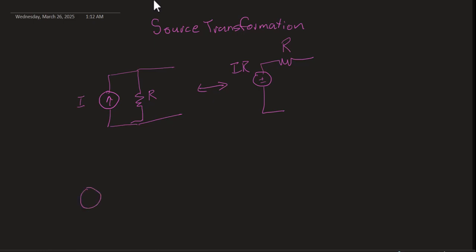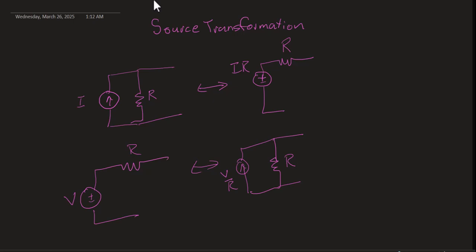Similarly, if I have a voltage source, and notice the voltage source has its positive terminal up and the current source was pointing up. If I have a voltage source and a resistor in series, if it is convenient to do so, I can redraw that as a current source and a resistor in parallel, where the resistor has the same value and the current is going to be V over R. Now, why can I do that?